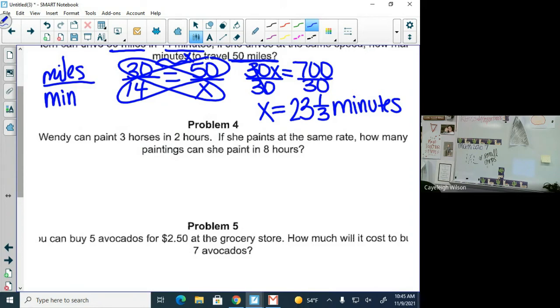So when I walk around, I want to see how you write off to the side. Are you doing paint over hours? Are you doing hours over paint? But I want to see that off to the side.